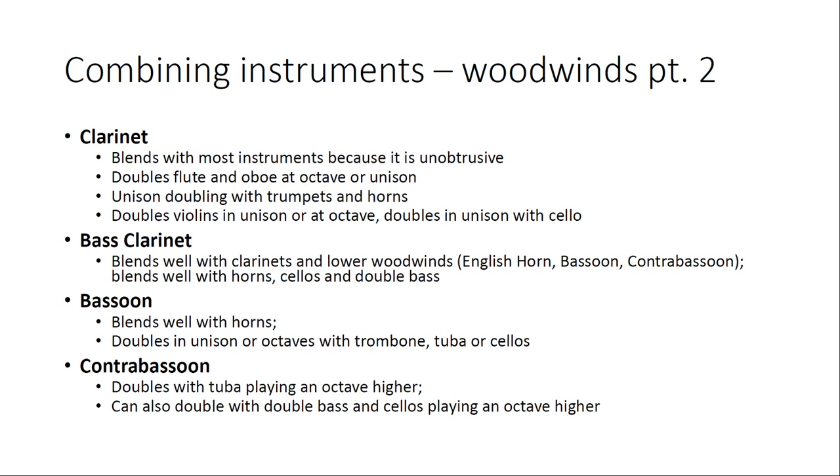The contrabassoon, being the lowest of the woodwinds, can double with tuba quite easily. It can also double with double bass, and with cellos that are playing an octave higher, of course, because their range is a bit higher than the contrabassoon.